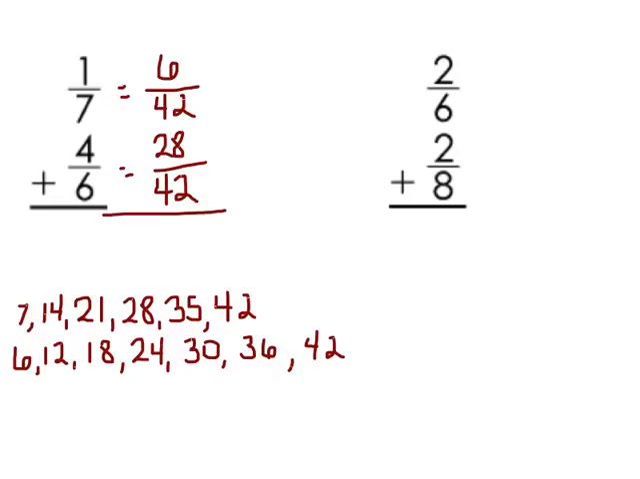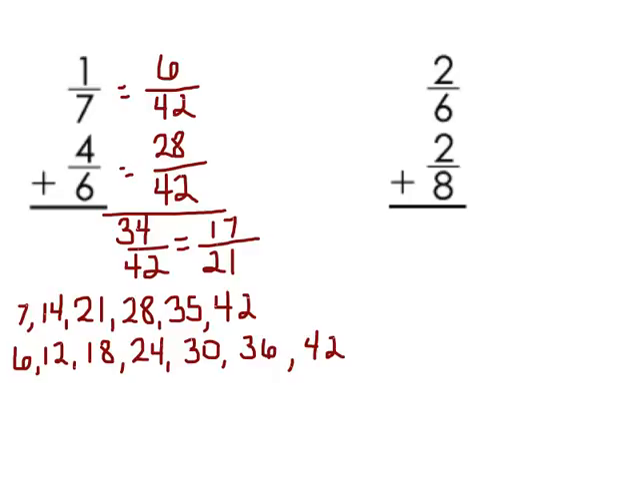My denominators are now the same, so I'm ready to add my numerators. And 6 plus 28 is 34. That can be simplified. They're even numbers. So 34 divided by 2 is 17. And 42 divided by 2 is 21. And that cannot be simplified, so that is my final answer.